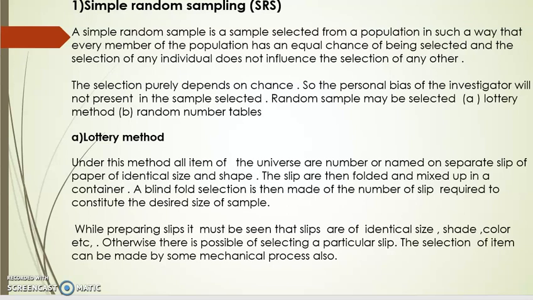Under this method, all items of the universe are numbered or named on separate slips of paper of identical size and shape. The slips are then folded and mixed up in a container. Blindfold selection is then made of the number of slips required to constitute the desired size of sample.